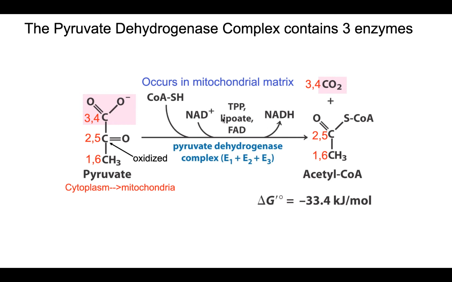I just want to remind you of the origin of pyruvate from glucose. Here are the various carbons from glucose. This methyl group is carbons 1,6, 2,5 here with the carbonyl, and 3,4 with the carboxyl group. Through this reaction, carbons 3,4 from glucose are going to be released as CO2, leaving us only carbons 1,6 and carbons 2,5 from glucose here in acetyl-CoA.